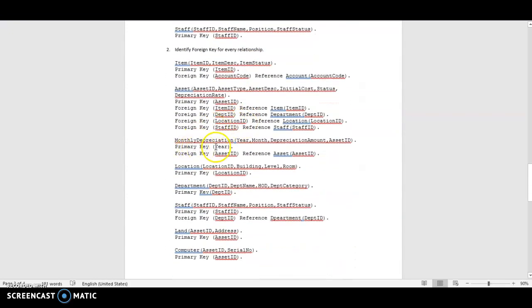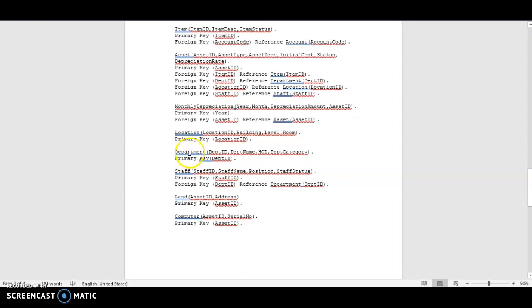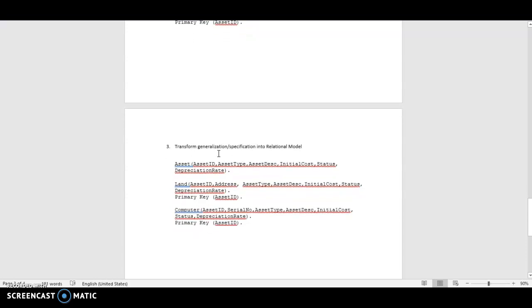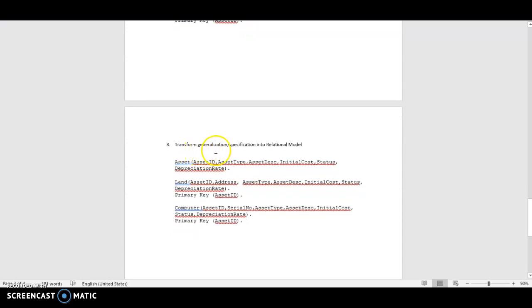And next is monthly depreciation. The primary key is the year and the foreign key is asset ID. And for staff, the primary key is staff ID and the foreign key is dept ID. And the last one is to transform the generalization into the relational model.